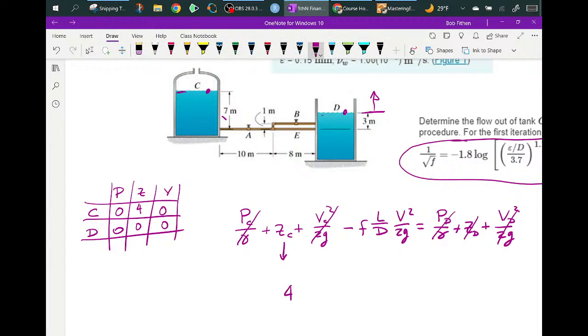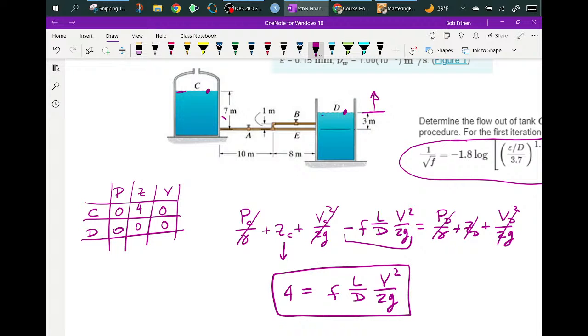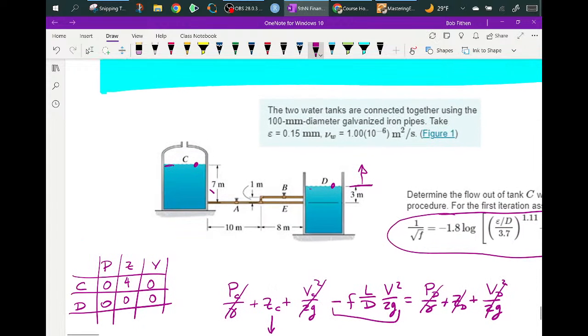So here's what we're going to do. I'm going to rewrite this down and move this over. Plus V squared over 2G. Now here's your problem. Let me do everything I can first, but let me make a statement here.